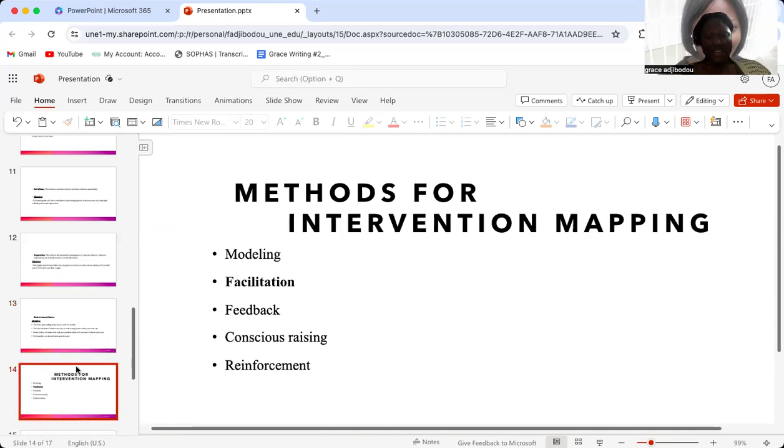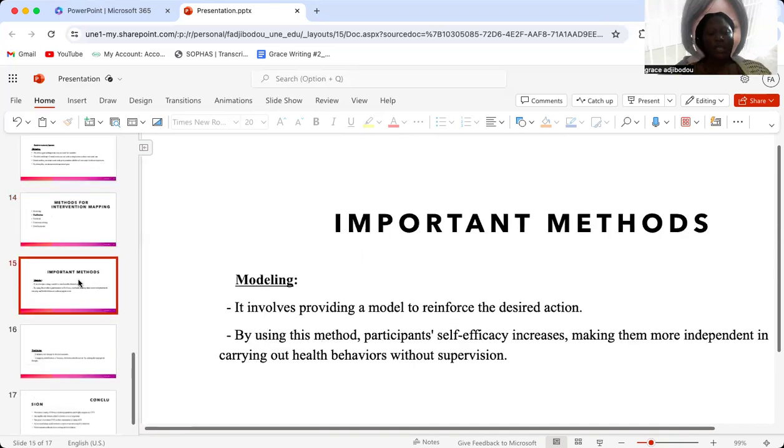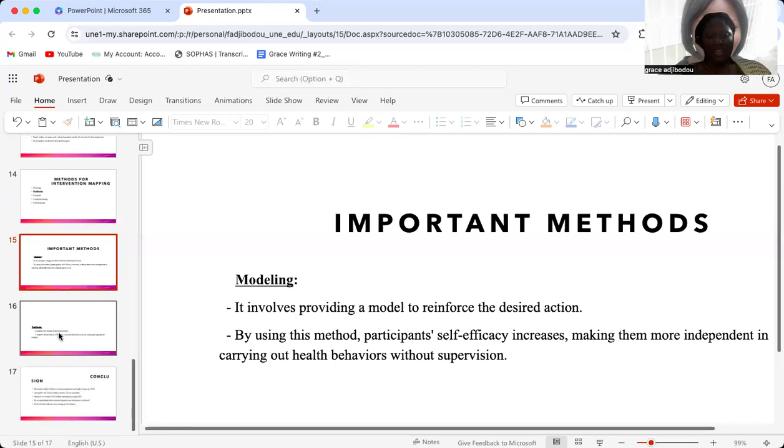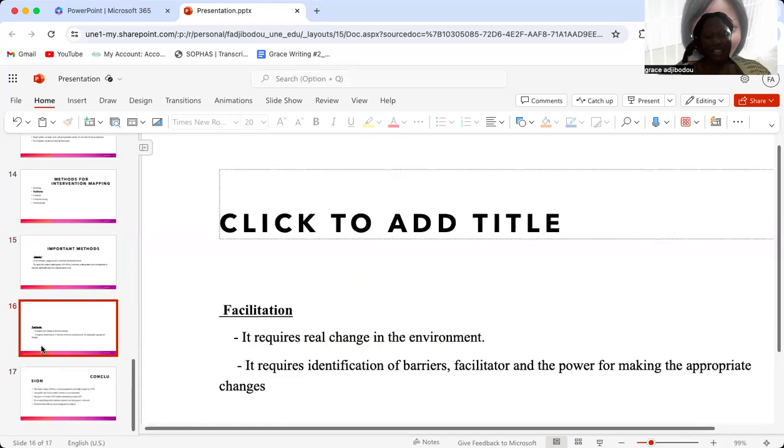As I said earlier, the methods we will be using are modeling and facilitation, the most important. Modeling is providing a model to reinforce the desired action in that person. And facilitation is when we identify barriers and facilitators and empower people to make the appropriate change.